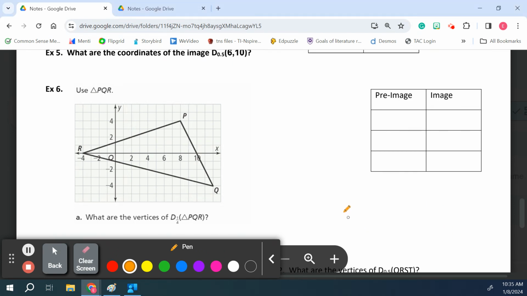Okay, whatever. So in this case, we have these points, right? Our pre-image, they're saying use triangle PQR. So our pre-image is PQR. Now our first step here is to identify the points. So if I look at P, it looks like I have 8, 4. If I look at Q, it looks like 12, negative 4. And R is going to be, looks like negative 4, 0.